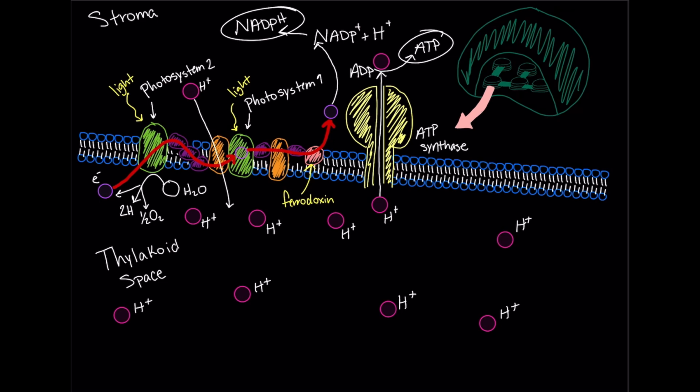So as we had mentioned before, the products of the light reaction, let's write this, light dependent reactions. What is the production of the light dependent reactions is NADPH and ATP, represented here and here.